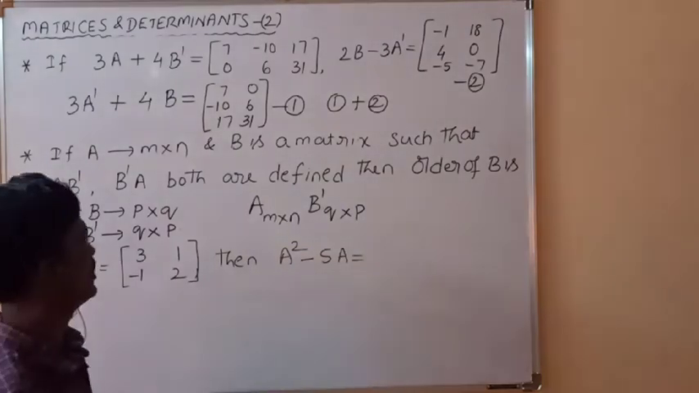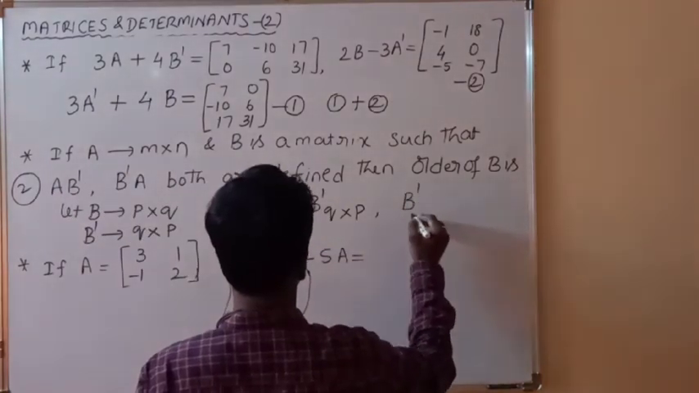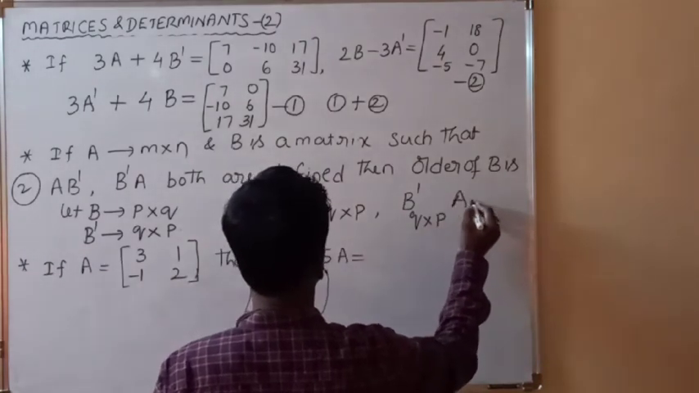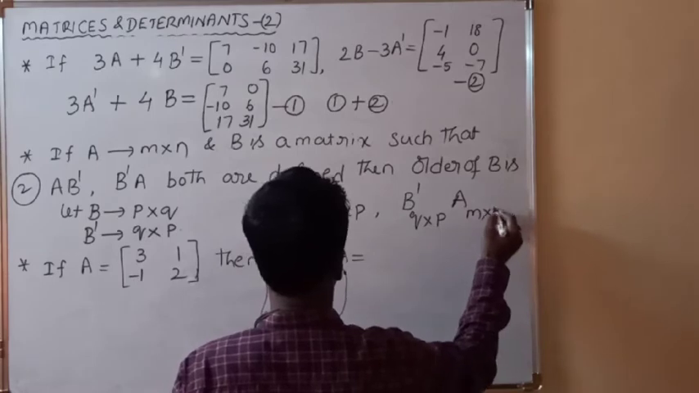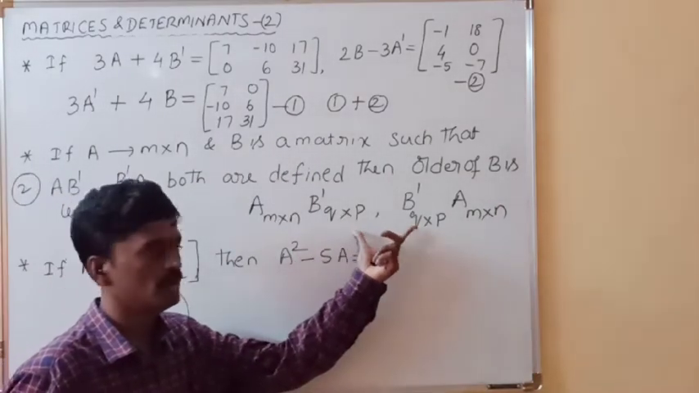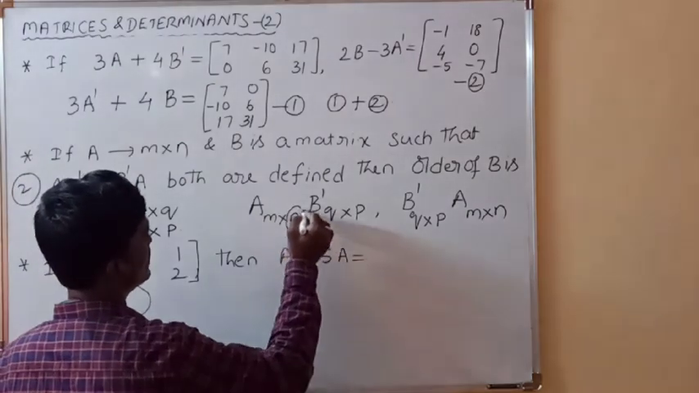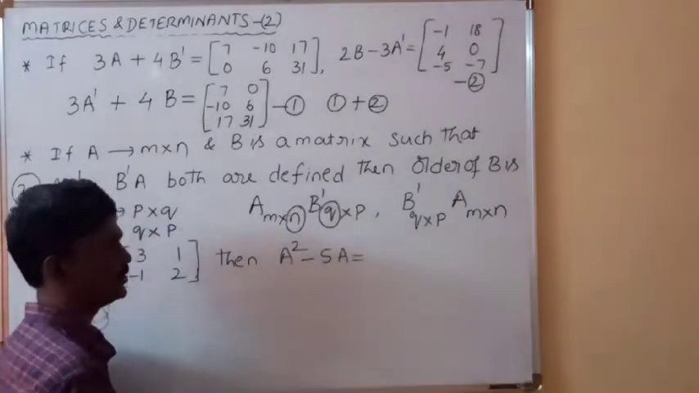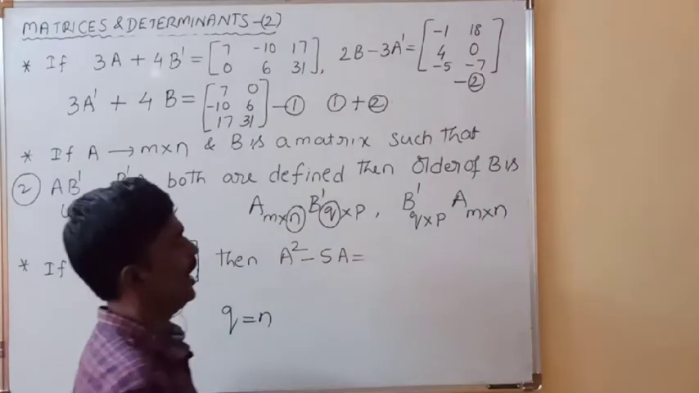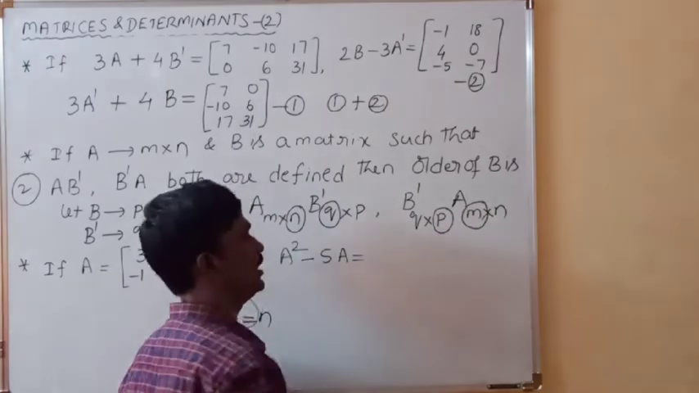Next, one more condition is given: B dash into A is defined, that is, B dash is a matrix of order Q by P, into A, a matrix of order m by n. According to the question, these two products are defined. So n must be equal to what? Q. That means Q must be equal to n. And this product is also defined only when P must be equal to what? m.